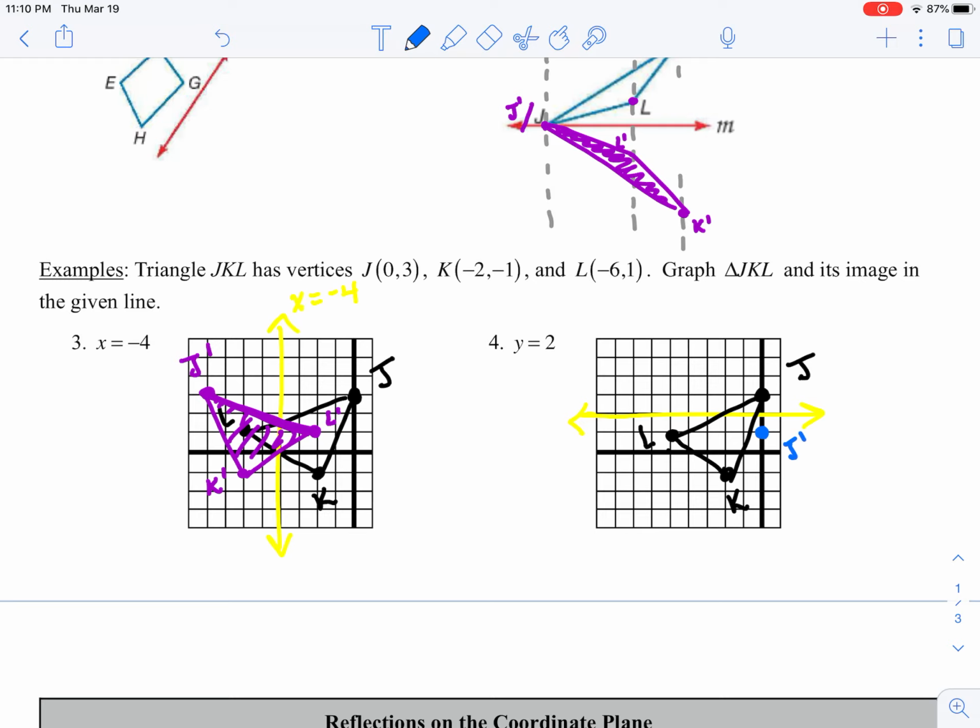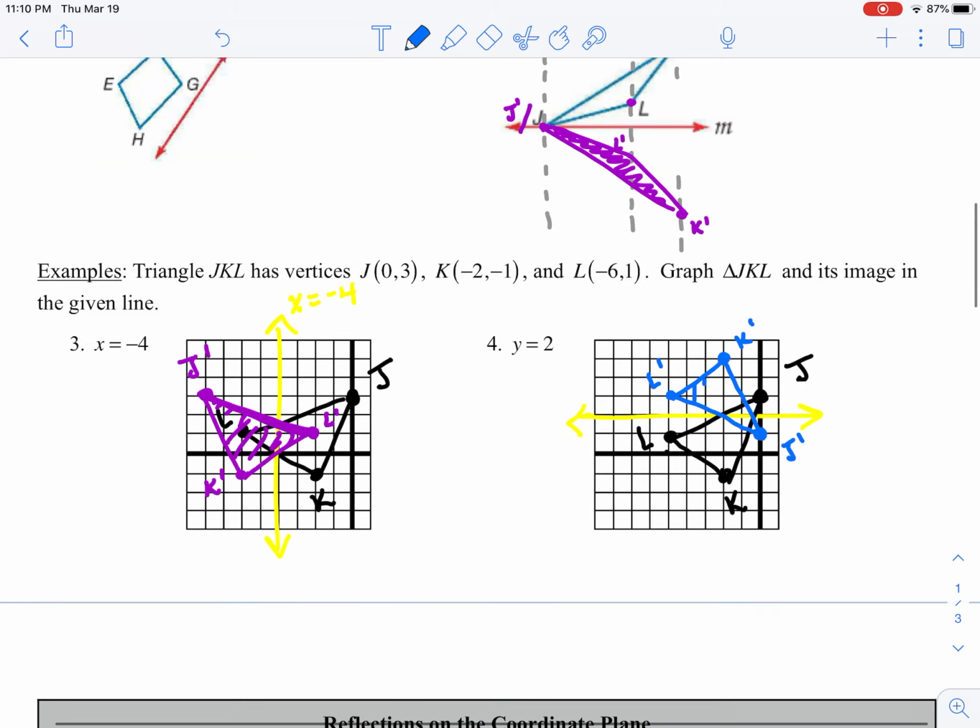Point K is 3 spaces below the line of reflection. So K prime will be up here, 3 spaces above the line of reflection. And following that same idea, L prime should end up here. Connect your new points. I'm going to shade the image in again to distinguish it from the pre-image. And the reflection should look like this.